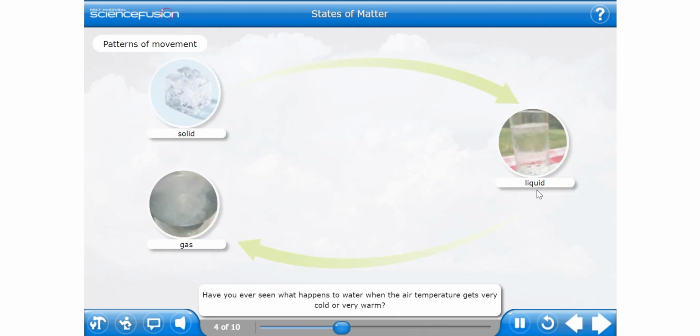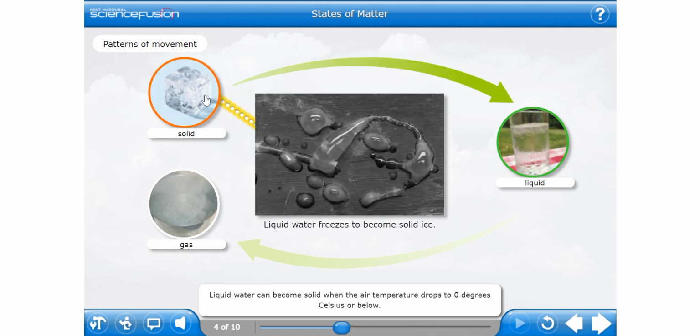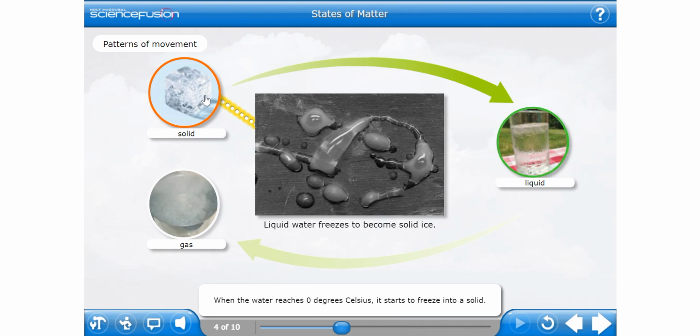Have you ever seen what happens to water when the air temperature gets very cold or very warm? Matter can change state at certain temperatures. Click the picture of the ice cube to see how water changes state as temperature changes. Liquid water can become solid when the air temperature drops to 0 degrees Celsius or below. As the temperature drops, energy leaves the liquid water and the water's particles slow down. When the water reaches 0 degrees Celsius, it starts to freeze into a solid. Solid water can take the form of ice or snow.